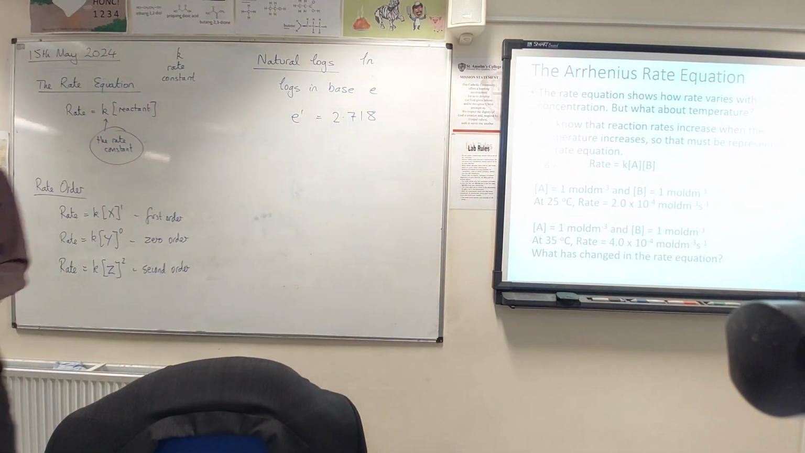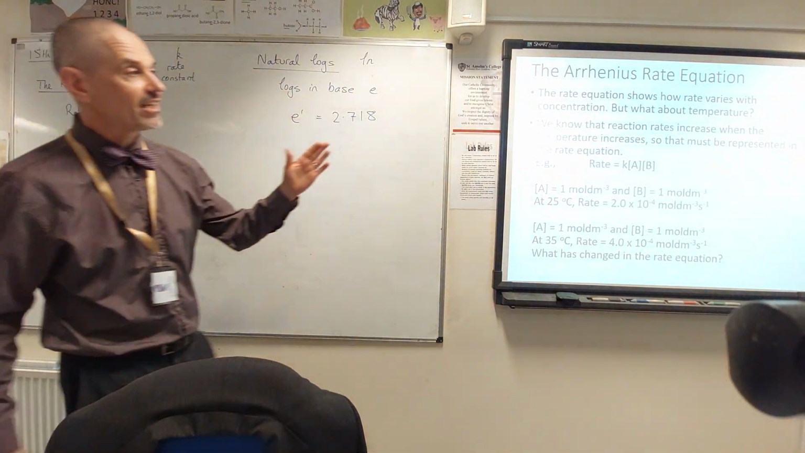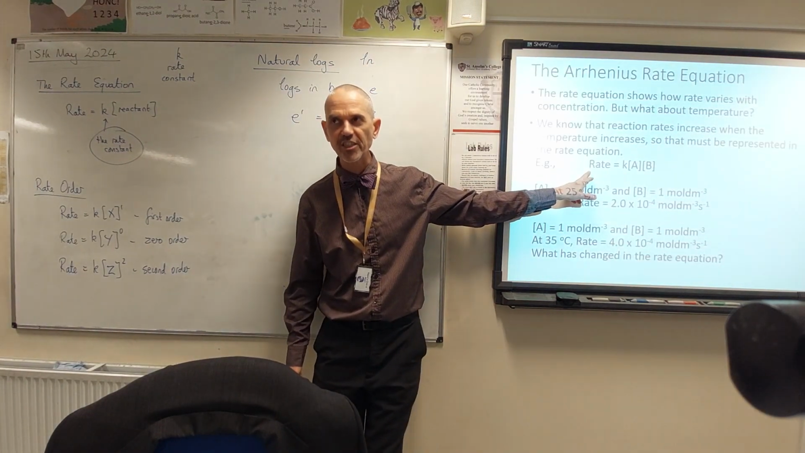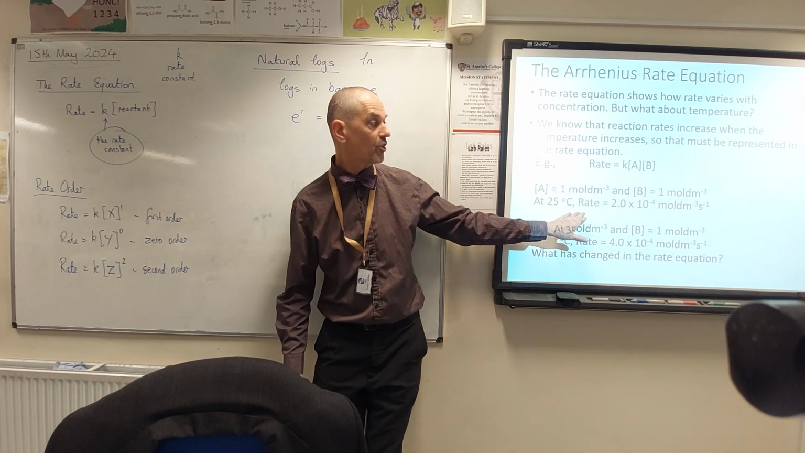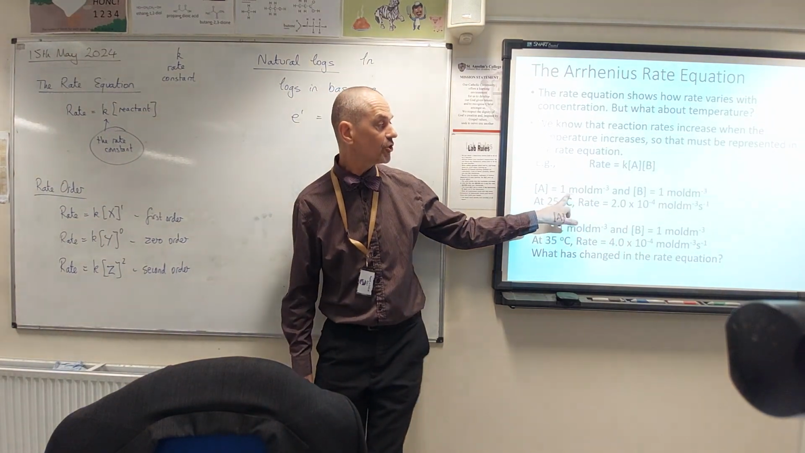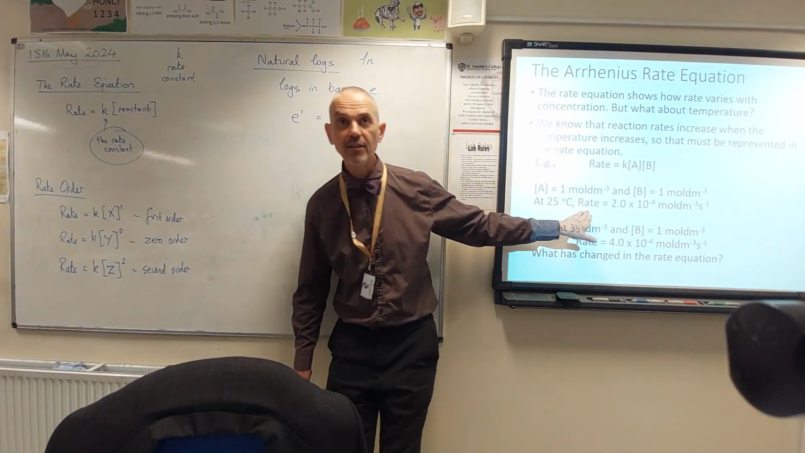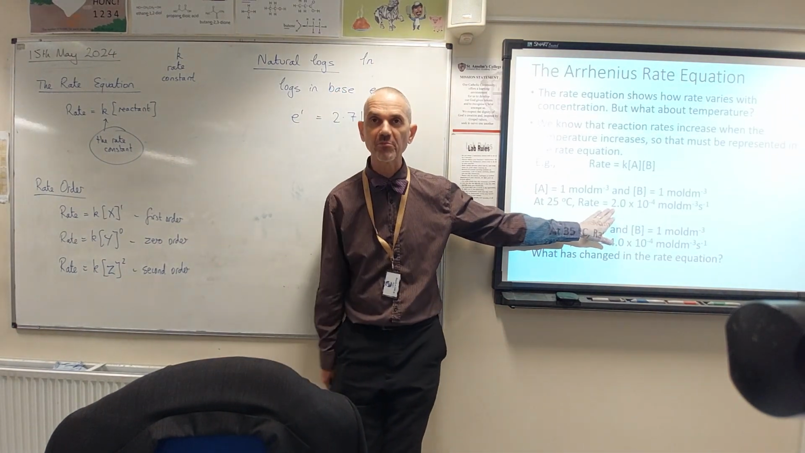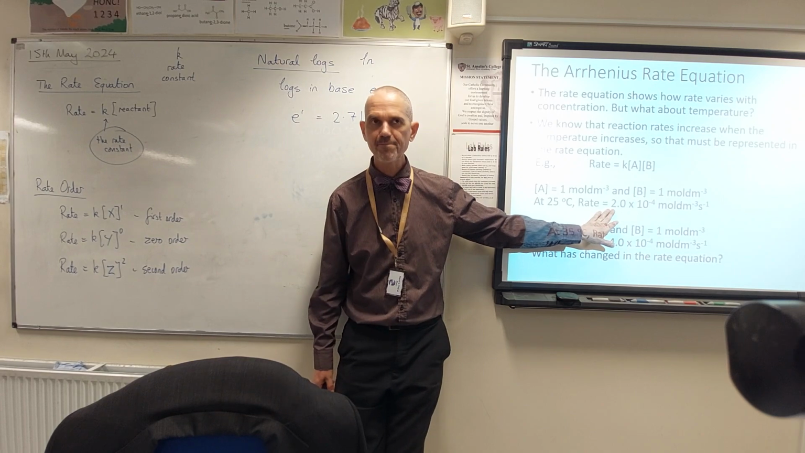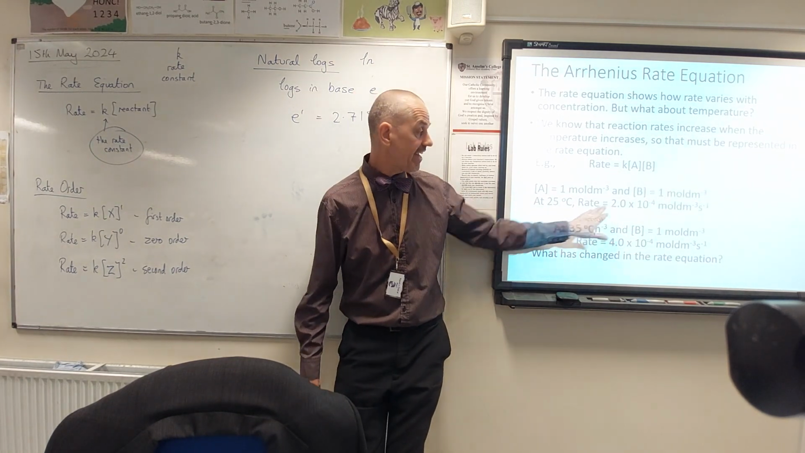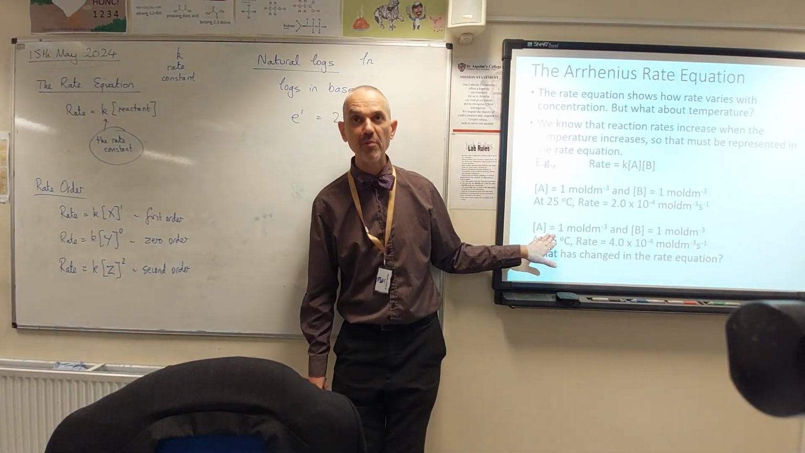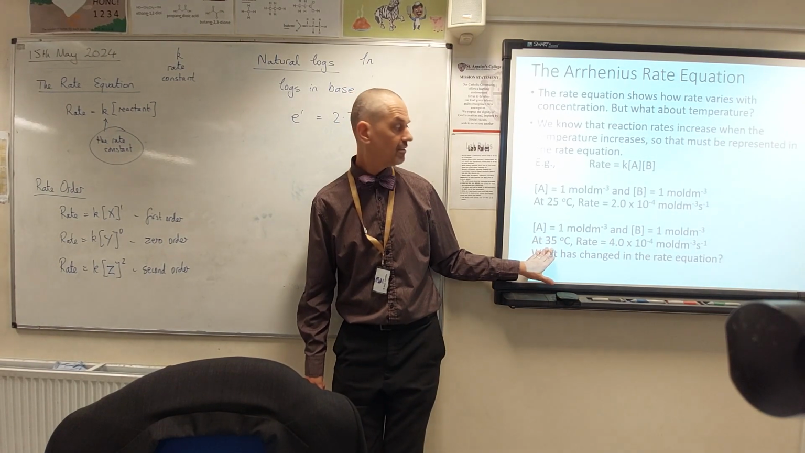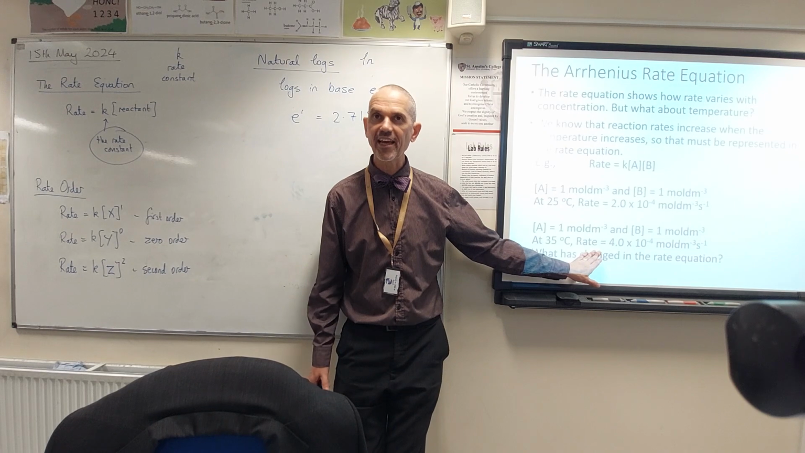Just to illustrate this, let's imagine I've got a rate equation: rate equals K times the concentration of A, concentration of B. I do an experiment where the concentration of A and B are both 1, and I measure the rate at 25 degrees, and the rate is 2 times 10 to the minus 4. Then I do the experiment again, keeping the concentration of A and B both 1, but I raise the temperature to 35 degrees. Of course, the rate is going to go up.